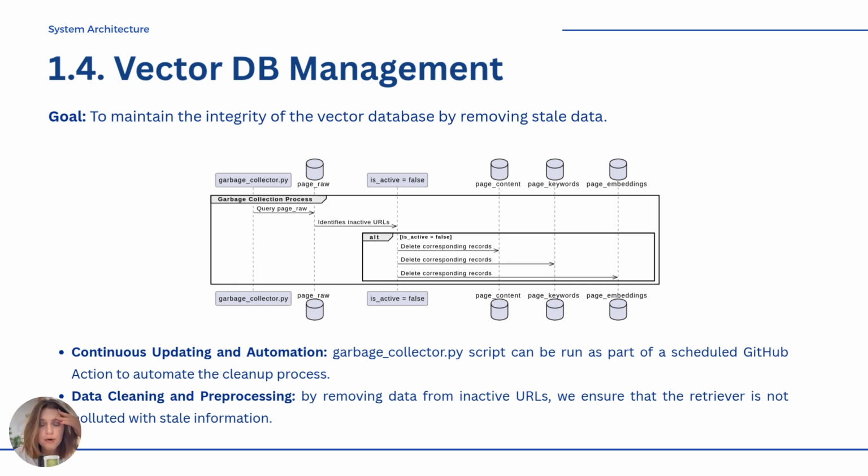The final step of the data pipeline is vector database maintenance, ensuring outdated or irrelevant data is removed. We have a garbage collector script that queries the page raw table for inactive URLs and deletes related records from page content, page keywords, and page embeddings. Then we have a scheduled GitHub action that automates this garbage collection step.